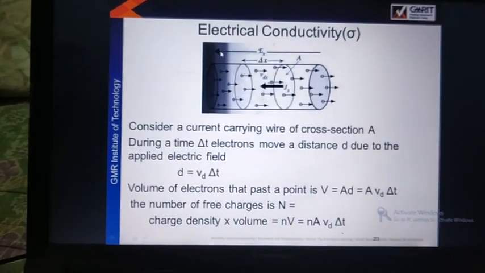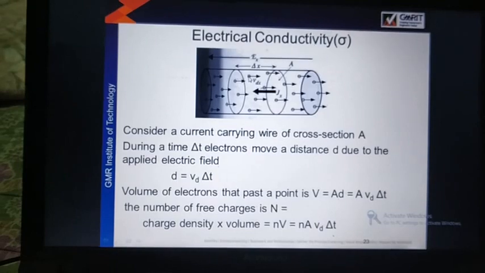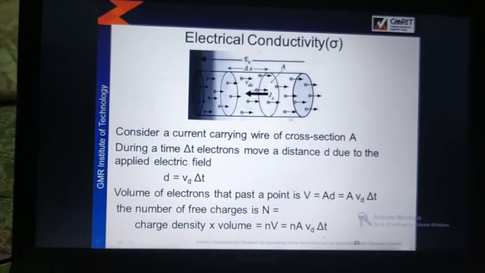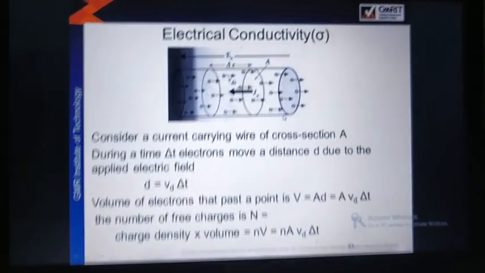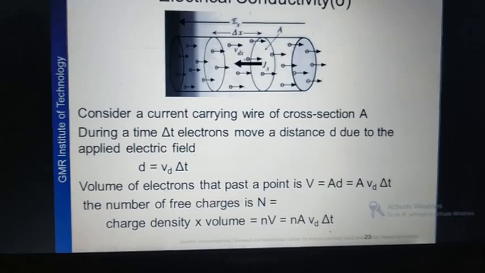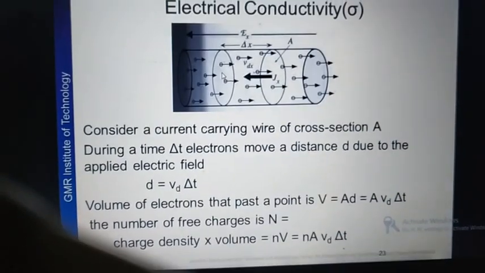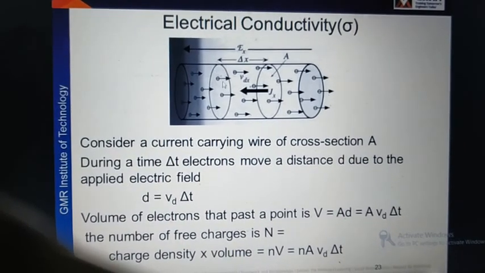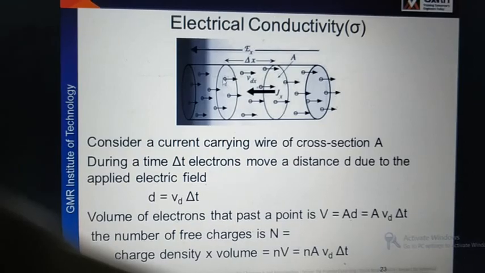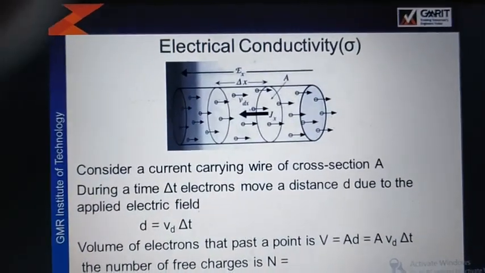Now when I apply the electric field, you can see that these are representing the electrons. Electrons are moving exactly opposite to the direction of the electric field. Now I am taking this cross section. See, this is the cross section I took. I can see some two electrons here in that cross section.